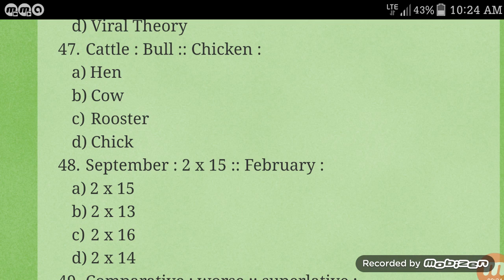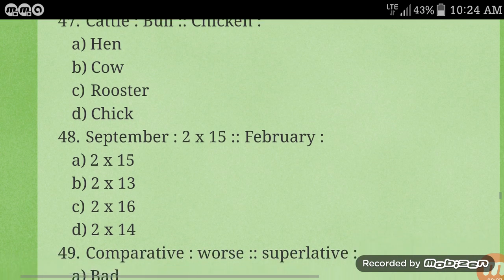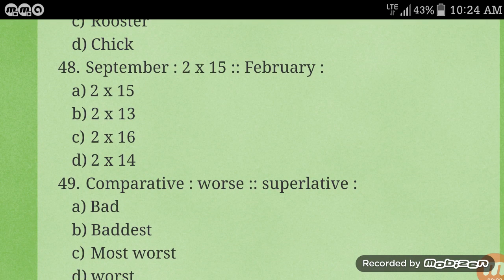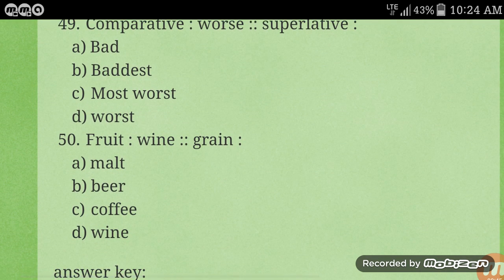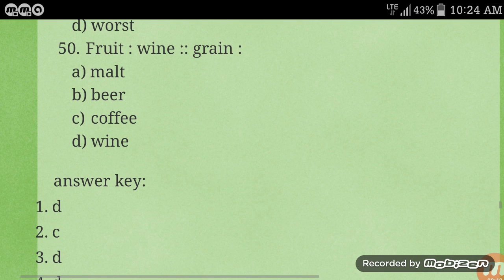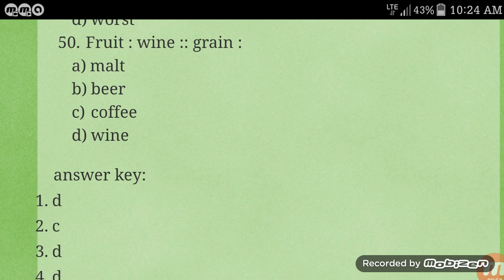Next one, cattle, bull, chicken is rooster, of course. September has 2 times 15 or 30 days, and February has 2 times 14 or 28 days usually. Comparative worse, superlative worst. Fruit, wine. Fruit is made into wine, and grain is made into beer.